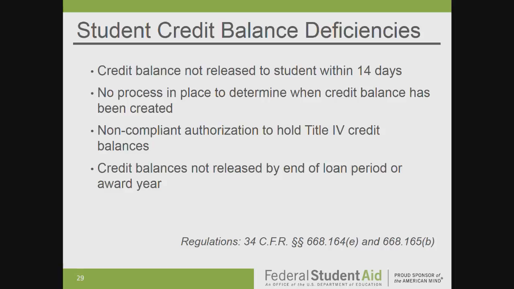Credit balance deficiency finding. The regulation states that whenever a school disperses Title IV funds by crediting a student's account for Title IV, those funds for any tuition and fees and other allowable charges, those funds that result in a credit balance must be given to the student or the parent as soon as possible, but no later than 14 days. When we get to your school and look at the student account ledgers, we want to see clearly where the funds have been dispersed, where the credit balance has been created, and where the credit balance has been resolved.